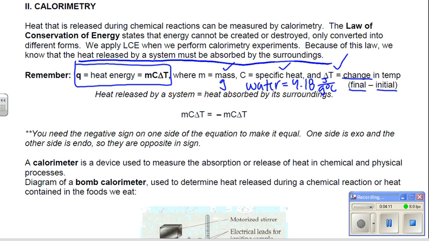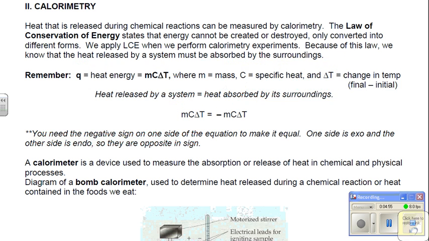Now, we're going to use mcΔT = -mcΔT in our calorimetry calculations. What this means is the heat released by a system is equal to the heat absorbed by its surroundings. Okay, that's why one of them is negative. Okay, the negative sign indicates exothermic because on the left here we have positive, that's endothermic. It says you need the negative sign on one of these sides of the equation to make it equal. One side's exo and the other side's endo, so they have to have opposite signs. Okay, so it's very important that you include that in your calculations.